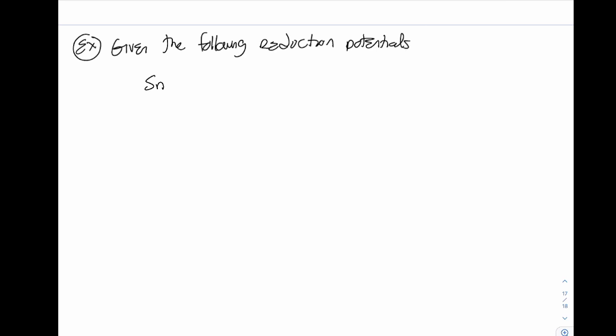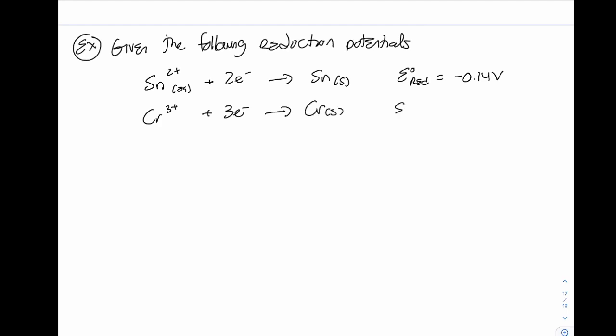And our first one, I'm going to have tin 2 plus, so I should say our reduction half reactions also, plus 2 electrons, right? Again, we're adding electrons to it, right? It's gaining electrons, so these are reductions going to tin solid. And then my standard cell potential for this is a negative 0.14 volts. And then our second one, I'm going to have chromium 3 plus 3 electrons going to chromium solid, and then its standard reduction potential is a negative 0.74 volts.